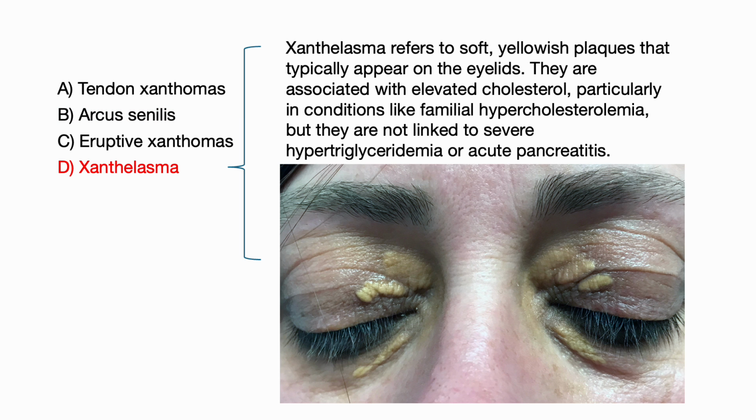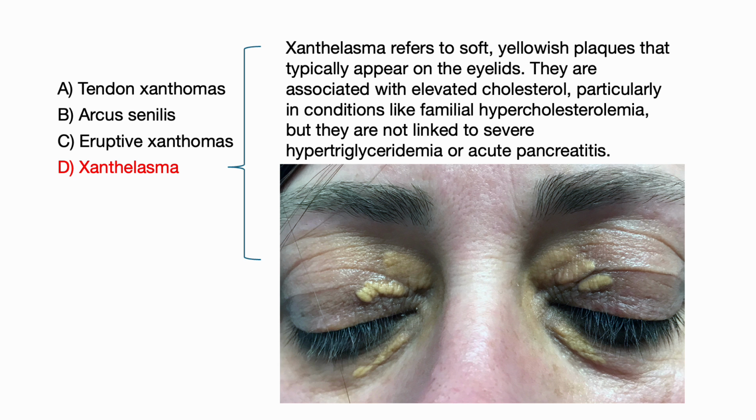Xanthelasma refers to soft yellowish plaques that typically appear on the eyelids. They are associated with elevated cholesterol, particularly in conditions like familial hypercholesterolemia, but they are not linked to severe hypertriglyceridemia or acute pancreatitis.